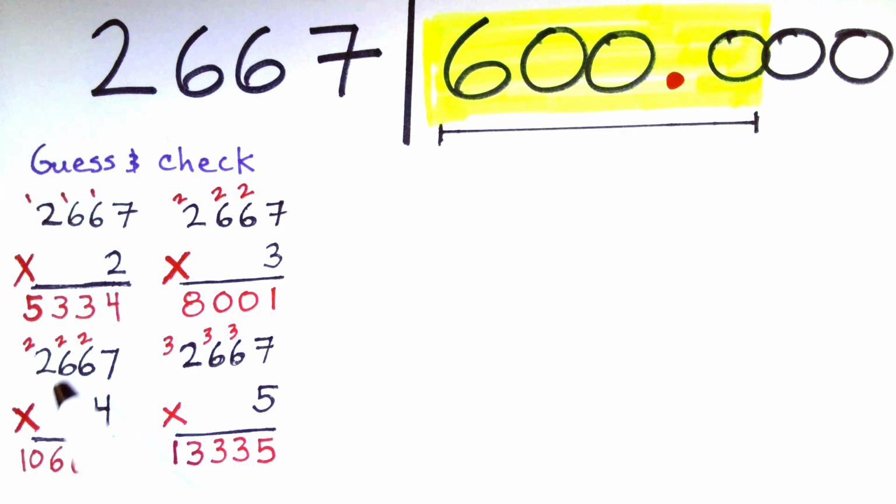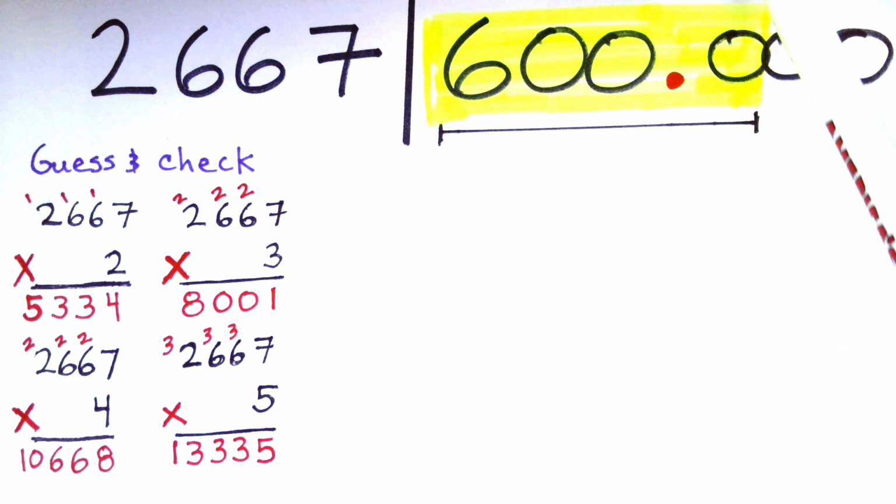And so you can see how this works times 4, times 5, right? And so, again, this is called guess and check, right? You just guess and check to find which value gets us closest to 6,000 without going over. And so if you see here, out of all these products, 5,334 gets me closest to 6,000 without going over.